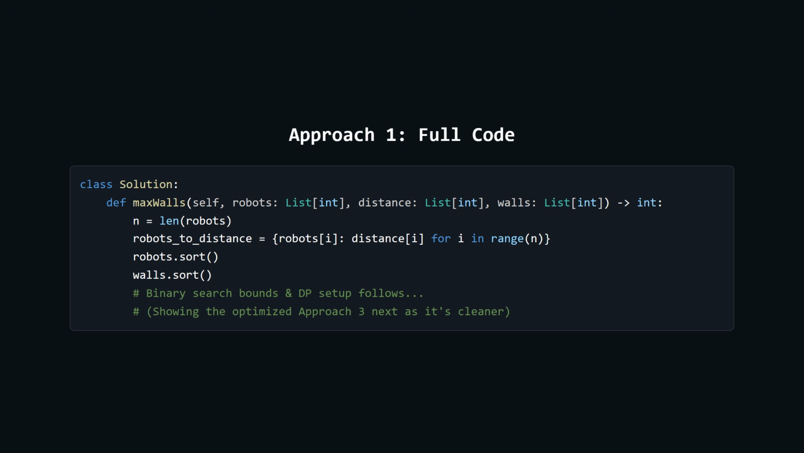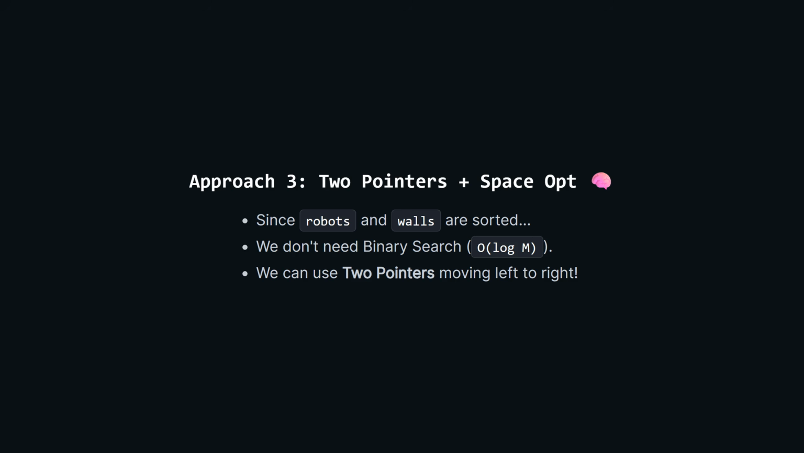Here is a snippet of how that first approach starts, building the map and sorting. But we can actually optimize this further, so let's look at a slightly better way to write it. That brings us to our optimal approach. Since we are sorting the robots and the walls anyway, we don't actually need to use binary search to count the walls. We can just use two pointers that slide from left to right, which is much faster.